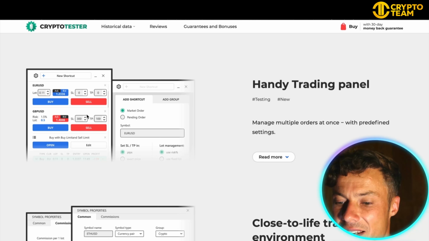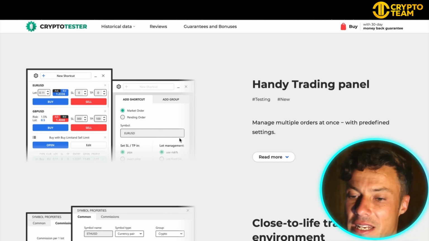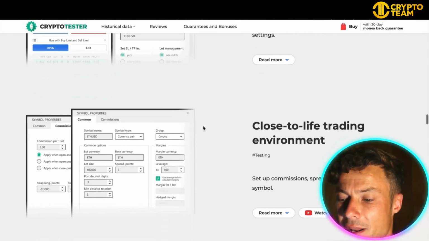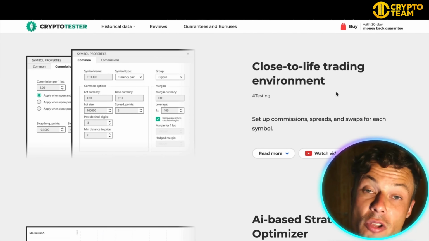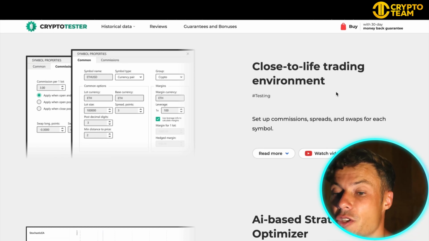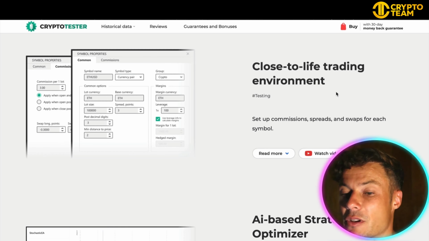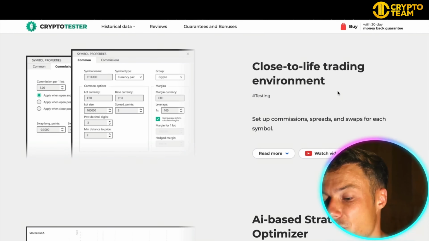There's also this handy trading panel that pops up next to your window, which enables you to quickly place trades and to get on with your backtesting. It creates a close to life trading environment, as if you're trading in real life, because you don't have access to see the future data coming up.